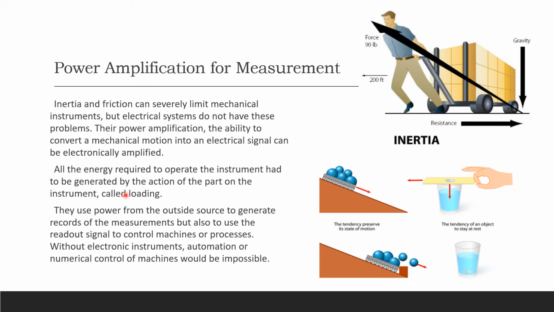Alright, so all the energy required to operate the instrument had to be generated by the action of the part on the instrument, called loading. So they use power from an outside source to generate the output of the measurements, but also to use the readout signal to control machines or processes. Without electronic instruments, automation or numerical control of machines would be impossible.